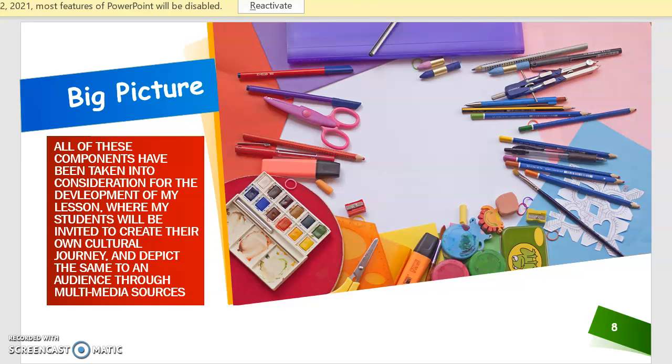The big picture from my lesson. All of these components have been taken into consideration for the development of my lesson, where my students will be invited to create their own cultural journey and depict the same to an audience through multimedia sources.